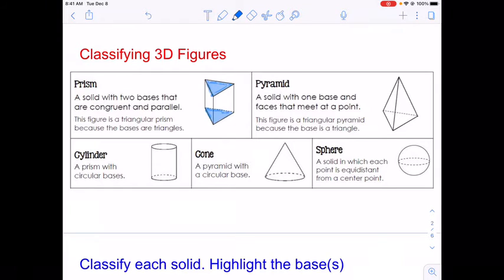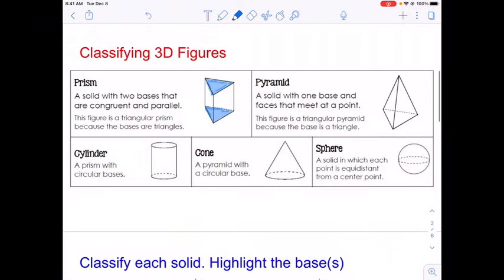So let's look at the pyramid. It's a solid with one base and faces that meet at a point. So this would be a triangular pyramid because it's got a triangle at the bottom, and we have three triangles going around the side of it. So we always name these by their base.